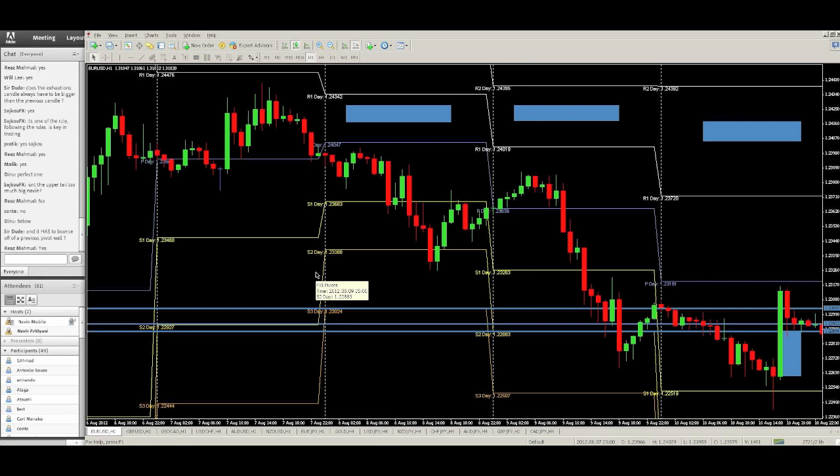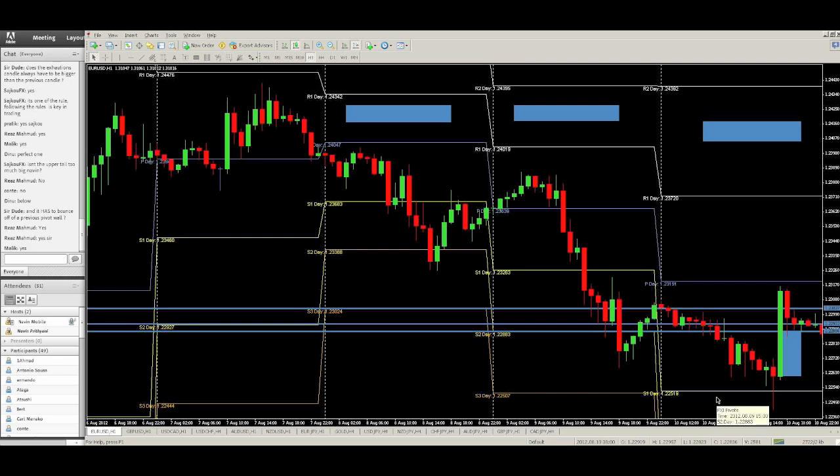Does it have to bounce off the previous pivot wall? No, it doesn't have to bounce off the previous one. As long as it's bouncing off of some wall, it gives you an indication that it's time to go long.